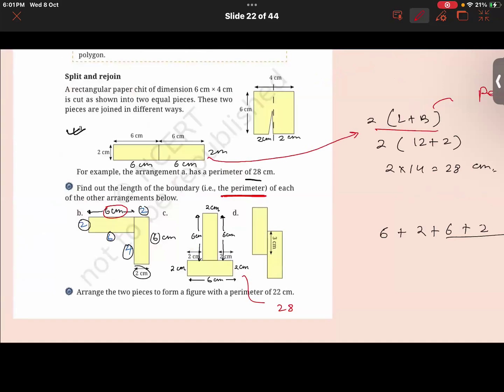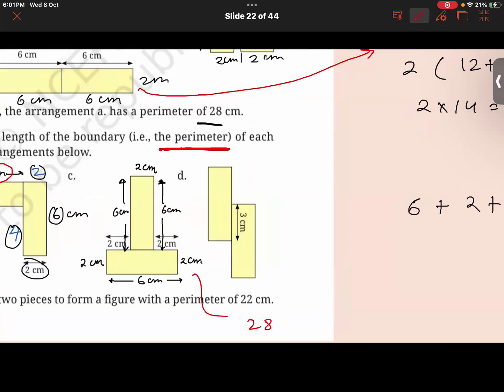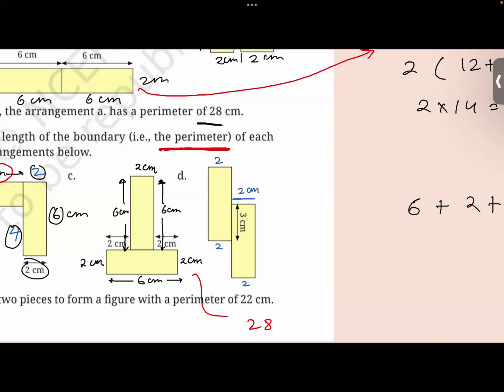Now look at question number D. This one here. Okay. How much is this side? This is 2. 2, 2, 2, and 2. Okay. Now this much is 6, and that is also 6. Okay. What is left here? This side and this side.